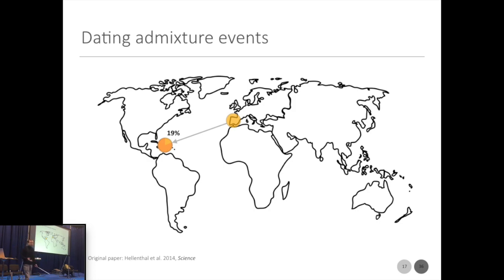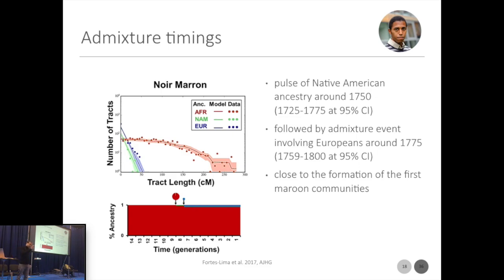And so this is what we did for this particular population, the Noirmarins. The challenging bit here was that, as we said earlier, there was only very little European and Native American ancestry present in their genome, so they were 98% African. But even so, we got some results which suggest different pulses of first Native American ancestry, and later a pulse of European ancestry into African genomes. And interestingly, the estimates that we got correspond quite well with the formation of the first Maroon communities around the 1740s, 1750s. That was quite fascinating to see.